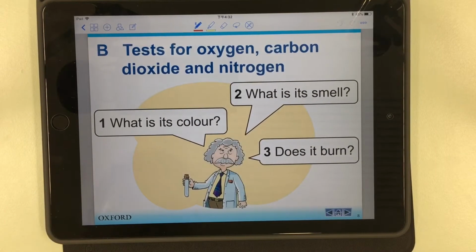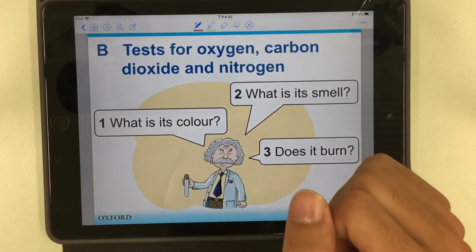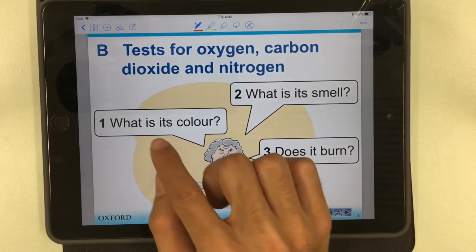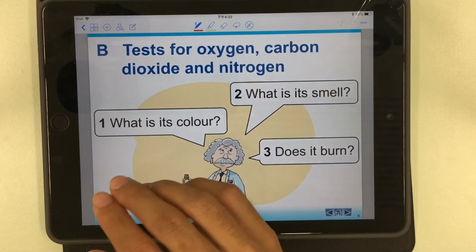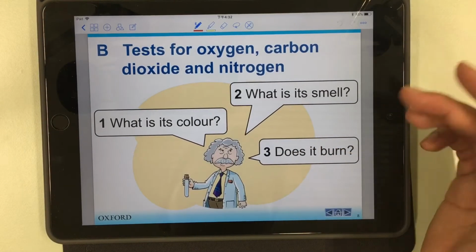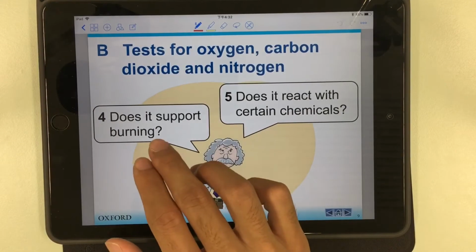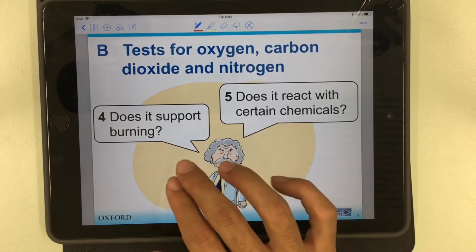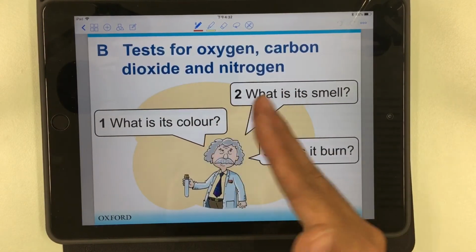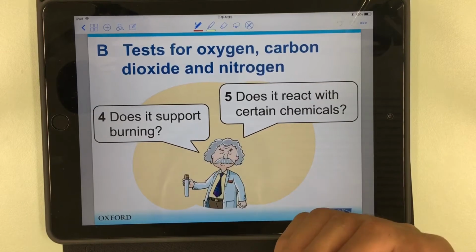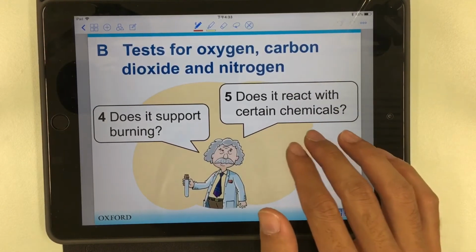When we know that air is a mixture of gases, we need to know how to test for oxygen, carbon dioxide, and nitrogen. Here are tests for different properties of the gases. For example, the color of the gases: are there different colors for different gases? What is the smell? Does it burn, or does it support burning, or does it react with certain chemicals? So we have 5 different ways to distinguish and identify the gases. We will do it in our lab sessions, so you can read your textbook first.